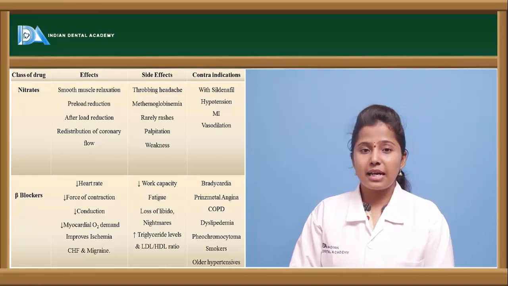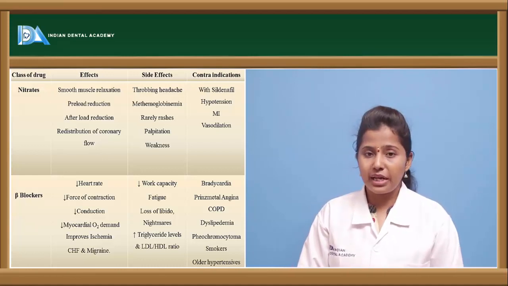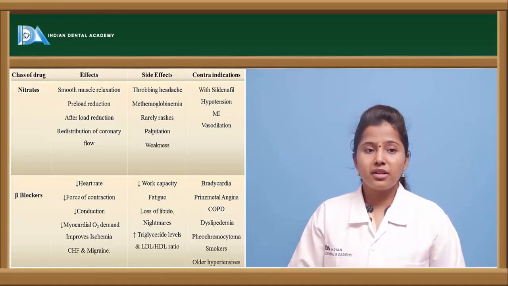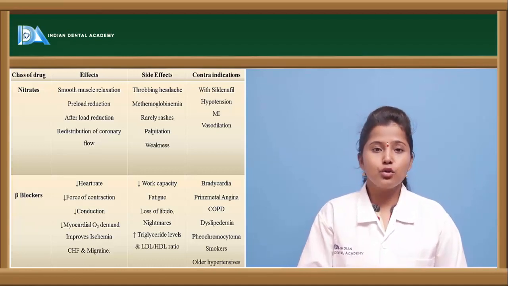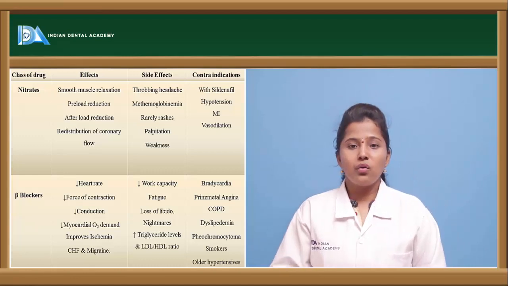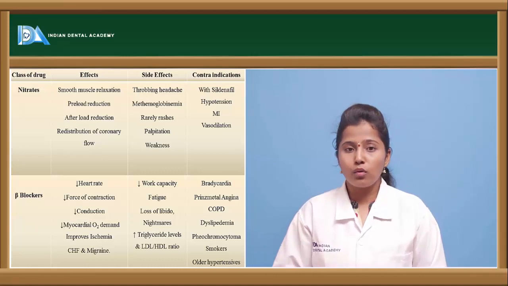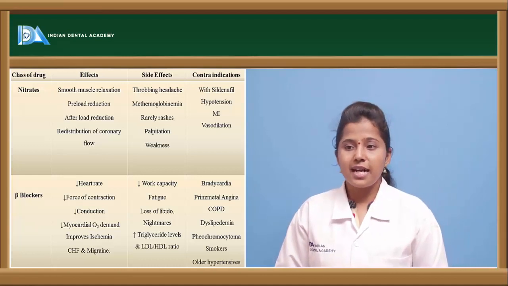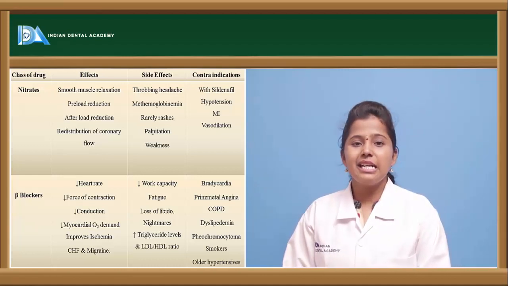Decreased work capacity, fatigue, we get tired very easily, and loss of libido. Libido in the sense getting used to social or getting socialized. So people who take beta blocking agents, they won't be socialized more. They want to be lonely, or they won't mingle with others. And nightmares, they may get severe nightmares.